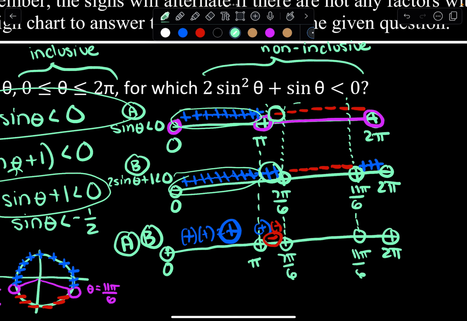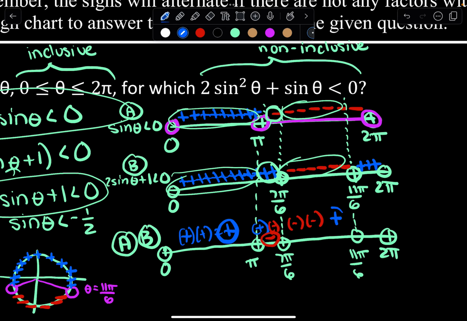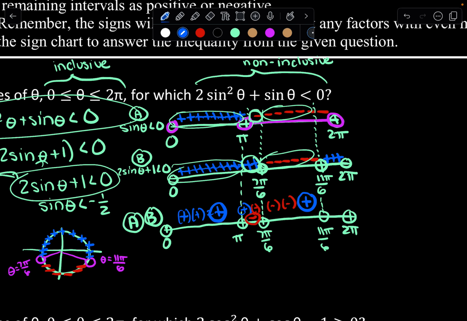The next interval, we have negative and a negative. So if we do negative times negative, we end up with a positive. So from 7 pi over 6 to 11 pi over 6, we will be greater than 0. And then this last tiny interval, we have negative times a positive. And that means from 11 pi over 6 to 2 pi, it will be less than 0.